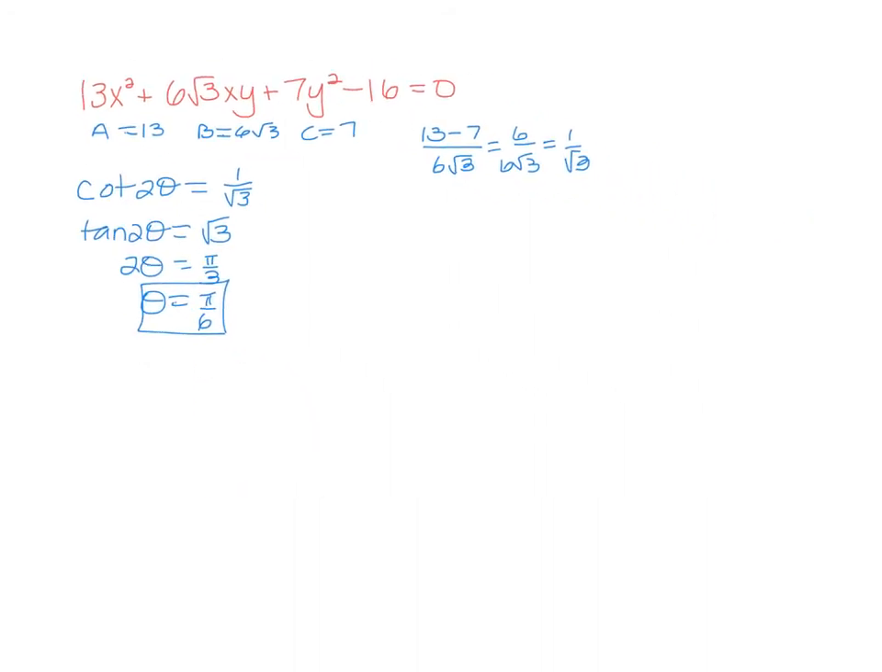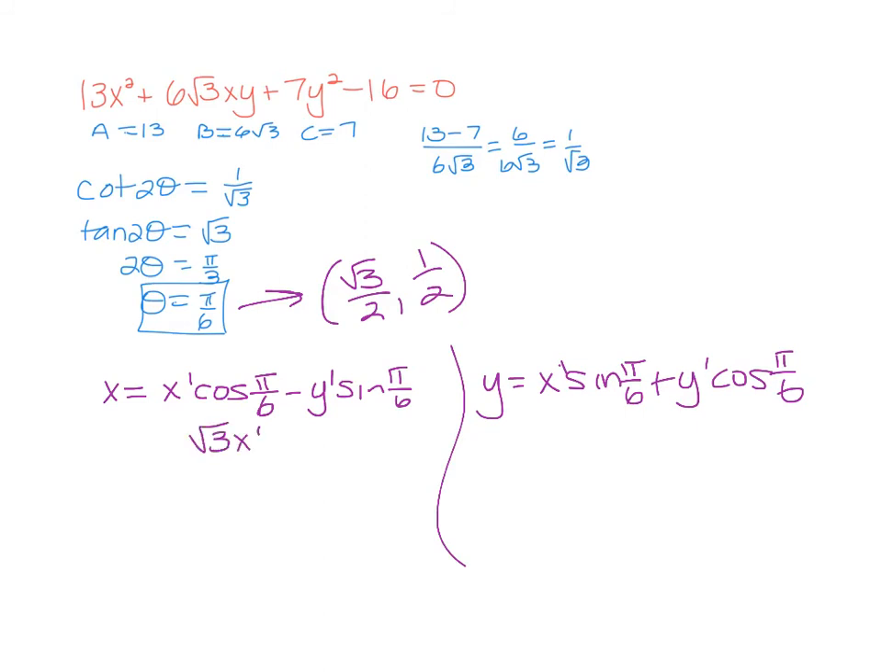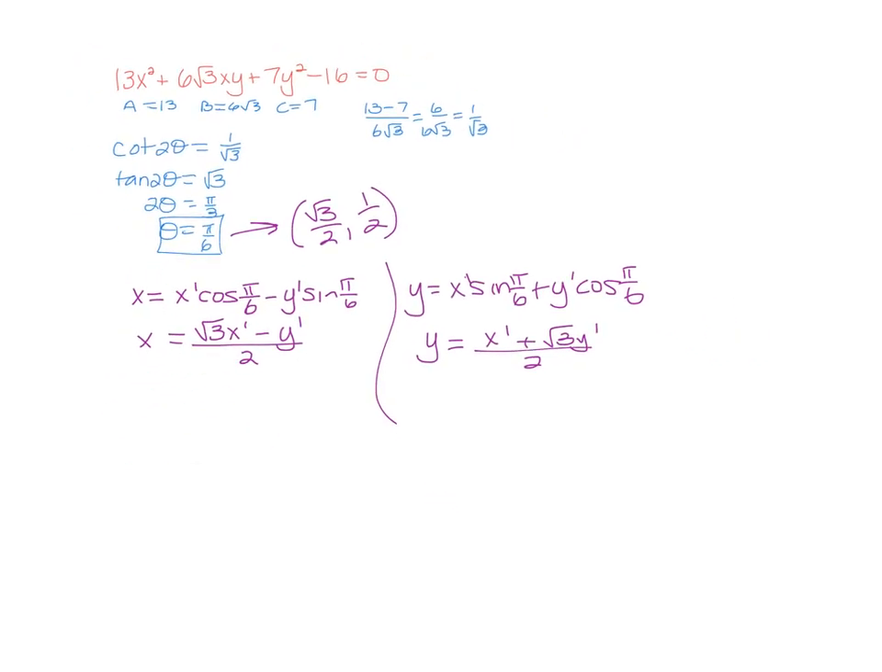There's my first checkpoint. X equals x prime times the cosine at pi over 6 minus y prime times the sine at pi over 6. Y equals x prime times the sine of pi over 6 plus y prime times the cosine at pi over 6. Pi over 6 has the point root 3 over 2 and 1/2. So if I take those and plug that in, I get root 3 x prime minus y prime all over 2. That's my x. And my y is x prime plus root 3 y prime all over 2. Now I take them and plug them back into my initial equation.